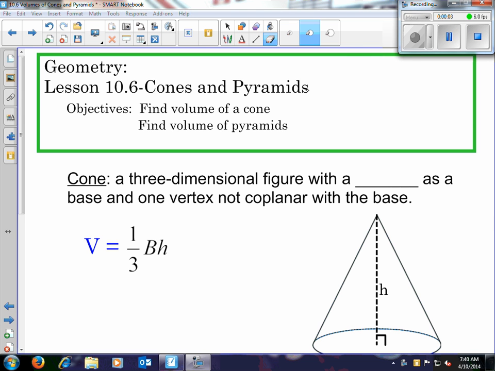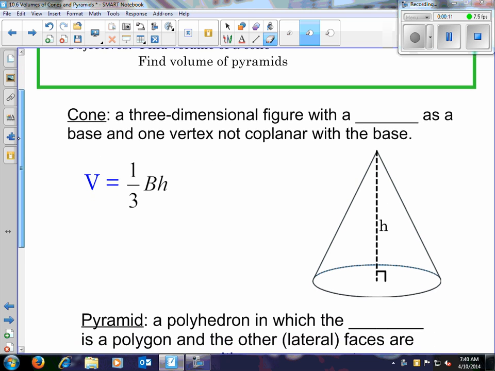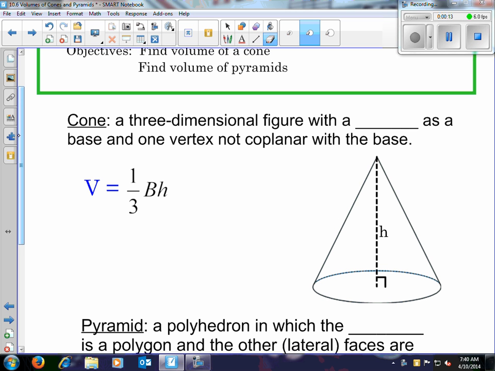Alright, this is lesson 10.6, cones and pyramids. We are going to find the volume of a cone and find the volume of a pyramid. Now, first thing is the definition of a cone: a three-dimensional figure with a blank as the base and one vertex not coplanar with the base. So what this is saying is you have a three-dimensional figure with what shape as its base? And hopefully you said circle.